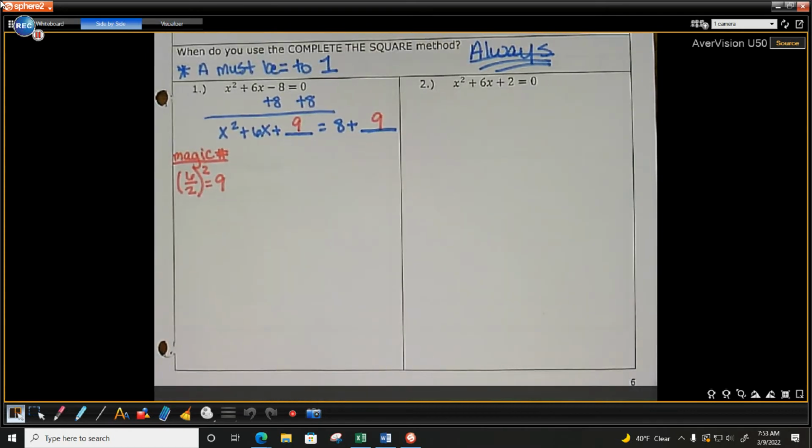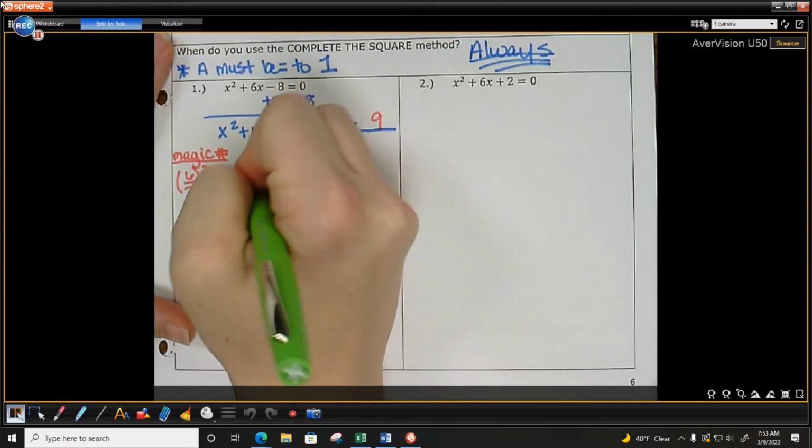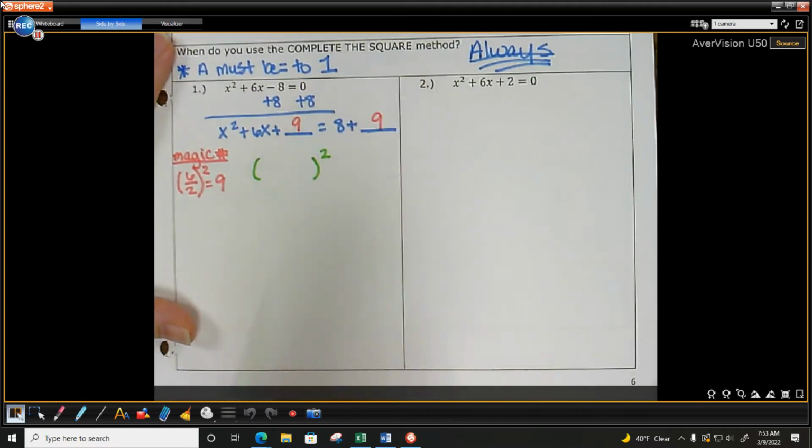Now, what does the magic number do? It magically turns this into a perfect square trinomial, which now we can factor by doing parentheses squared. Remember, if you have a perfect square trinomial, it's just parentheses squared. The way we figure out what goes first, what's the square root of x squared?